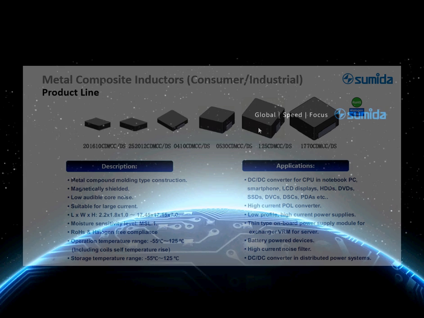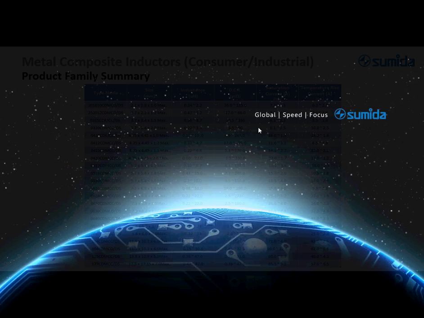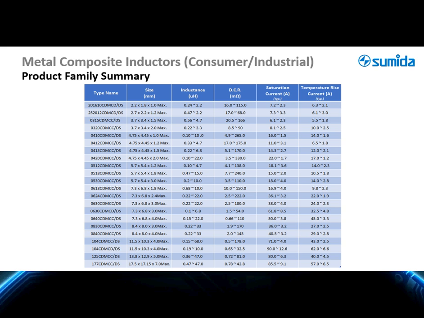The purpose of this tool is to focus on Sumida's consumer and industrial metal composite inductor product lineup. This product family of cutting-edge metal composite inductors ranges in size from 2 millimeters up to 17 millimeters, and ranges from 80 nanohenries up to 68 microhenries depending on package size.